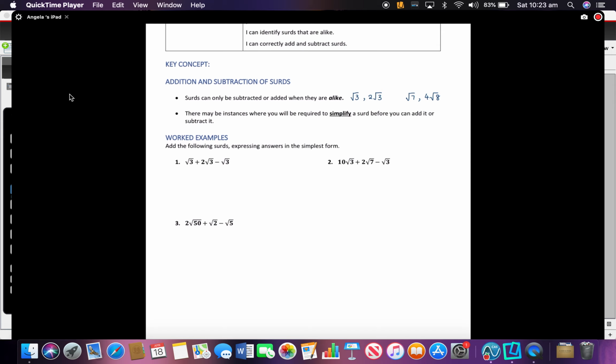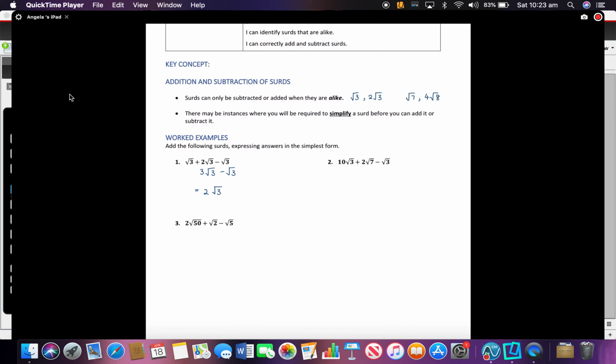If we take a look at the first example, we can see that all our terms are alike, so we can simplify it. Root 3 plus 2 root 3 will give me 3 root 3, then minus root 3. So my final answer will be 2 root 3.